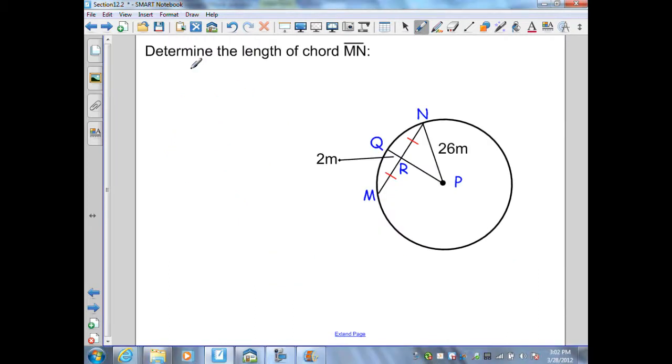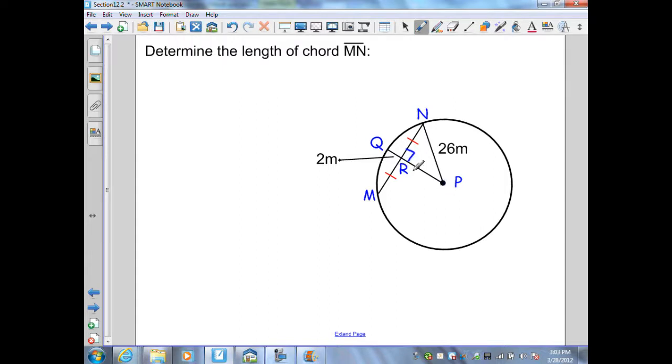In this example, they want me to determine the length of chord MN. In the diagram, I know that radius PQ is bisecting chord MN. When that's true, that radius is also perpendicular to chord MN. Now that generates right triangle NRP.